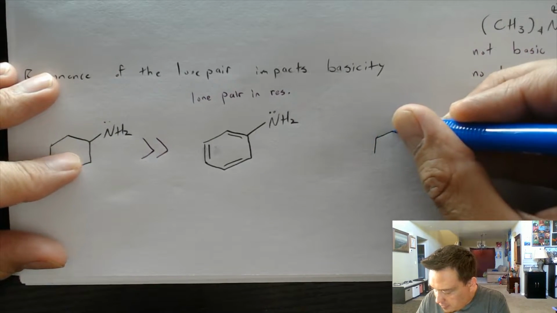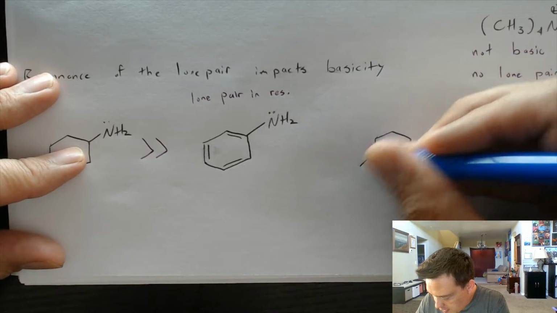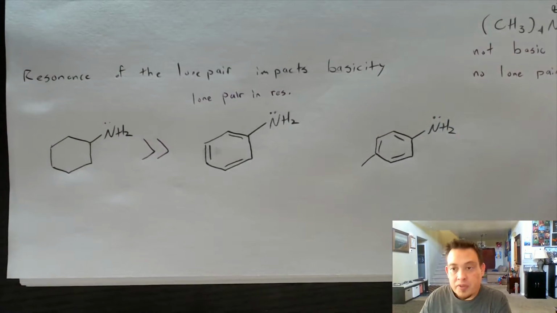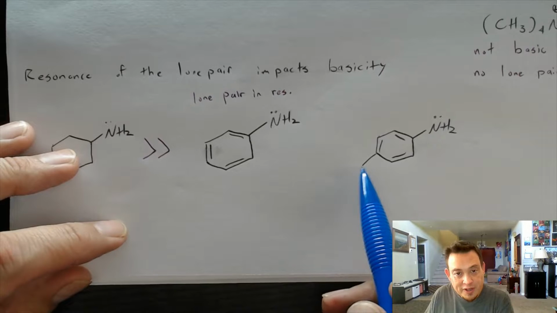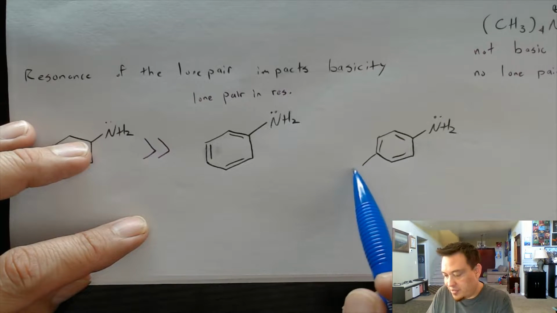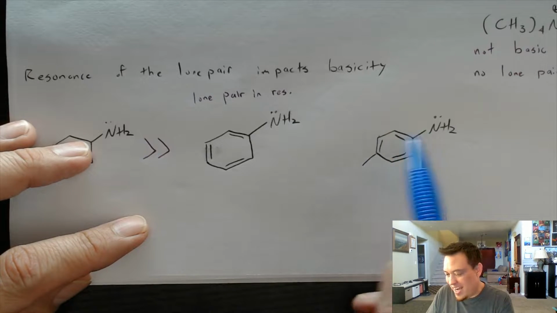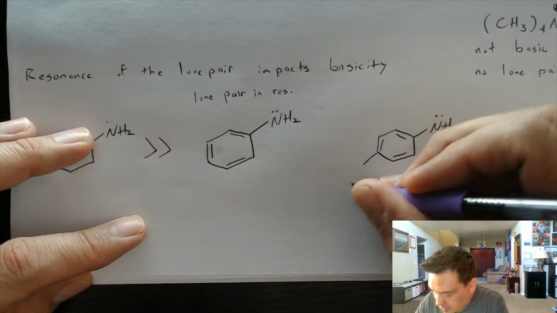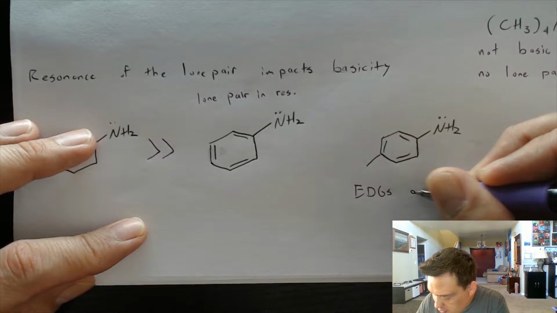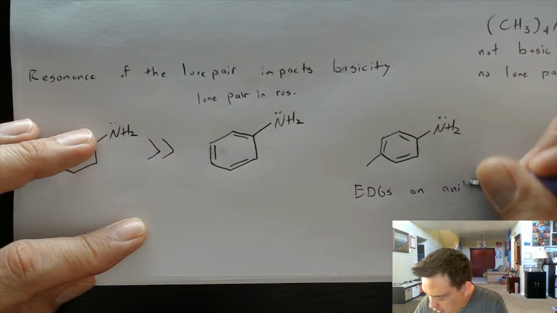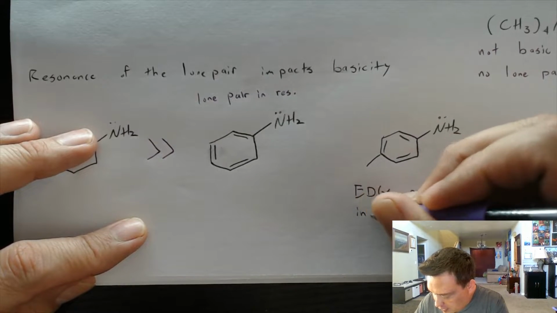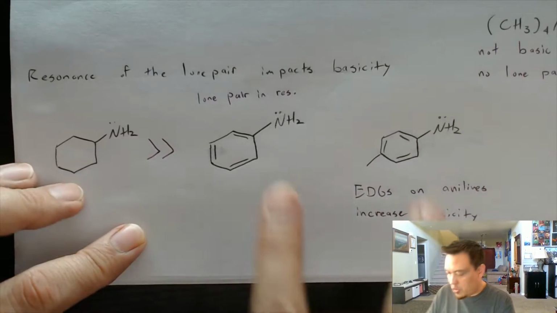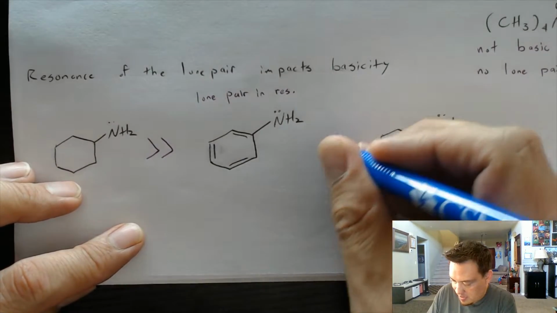If you were comparing this one, like that, it turns out that you have a donating group in there. Donating groups will increase electron density. So EDGs on anilines will increase basicity. So I'm going to add that comment here. EDGs on anilines increase basicity. So if you were comparing these two, it would be like that.